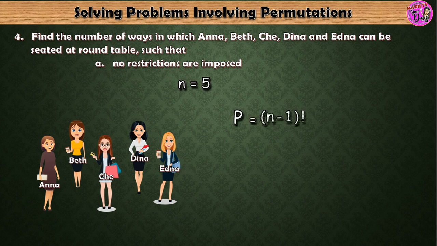Our formula is equal to quantity n minus 1 factorial. Plug in the value. 5 minus 1 factorial is equal to 4 factorial. Simplifying it, 4 times 3 times 2 times 1, it is equal to 24. Therefore, there are 24 ways the girls can be seated at round table without restrictions.